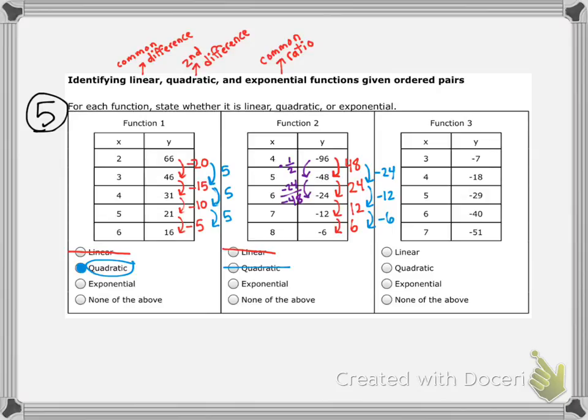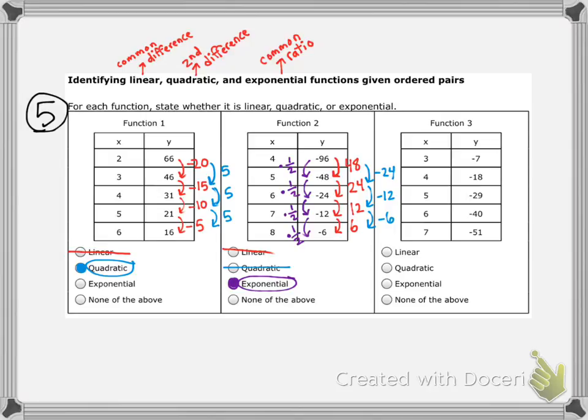Next, we would divide -24 and -48, which is 1/2. We divide -12 and -24, which is 1/2. And we would divide -6 and -12, which is 1/2. Since the ratio is the same for each set of y values, meaning it's going down by timesing by 1/2 or dividing by 2 each time, this is exponential. So you would subtract to see if it's linear or quadratic, and you would divide to see if it's exponential.